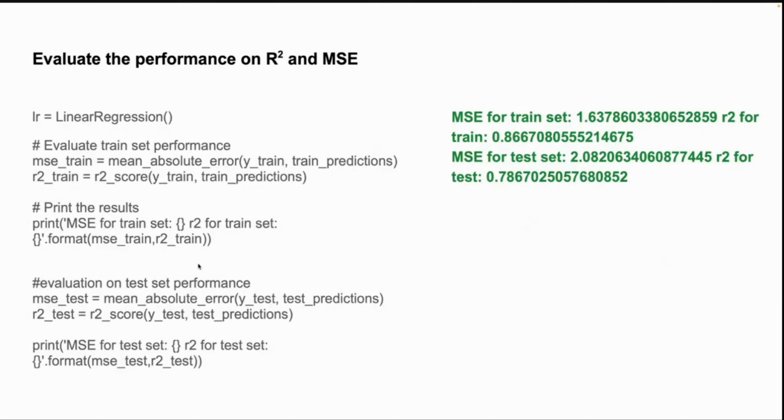Further, I am evaluating the performance based on the mean square error and the prediction capability. So I have 2 different results for my training set and my test data set. If you see here, the mean square error for the training set is 1.6, and the prediction is 86%. And for the test set, the mean square error is close to 2.08, and the prediction is 78%, which is pretty good.